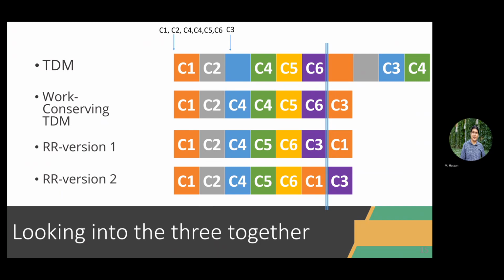Let's see how. At the beginning, again, C1 has something, I serve it. C2 has something, I serve it. Here, C3 does not have any. Work conserving TDM does not make the slot idle. Still, look for the subsequent core. Does core 4 have a request? Yes. Then serve it. Once I'm done, I go back again to core 4.